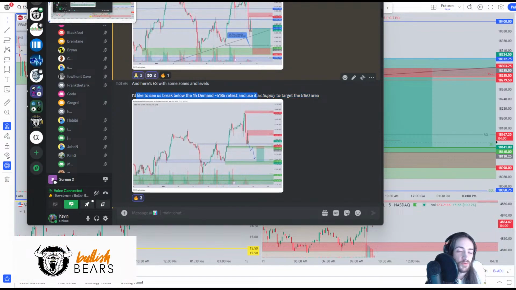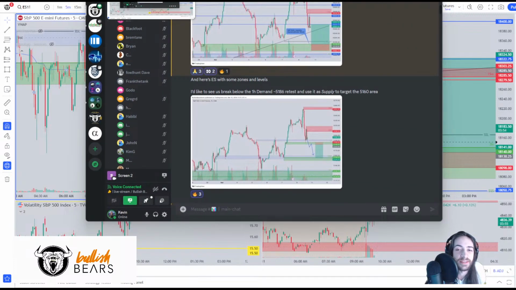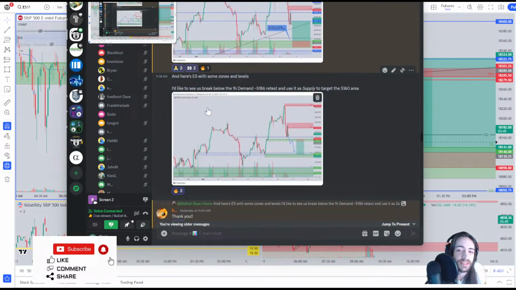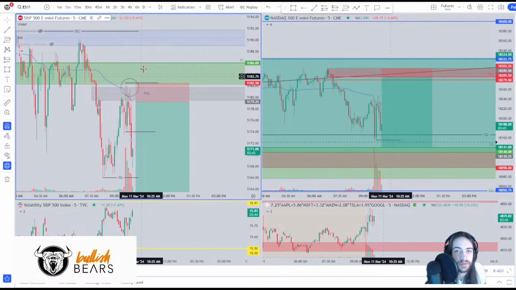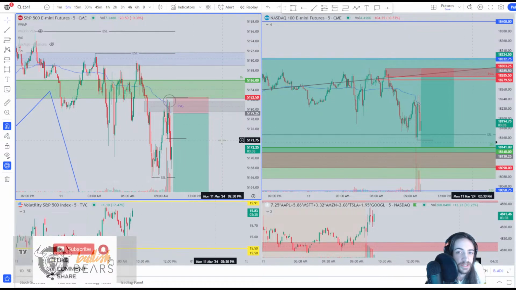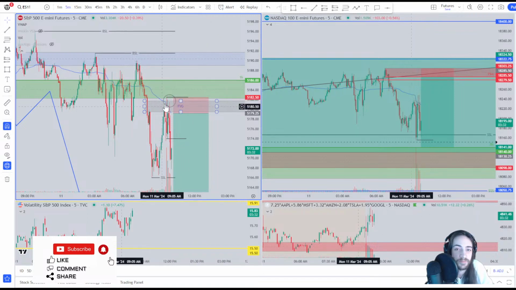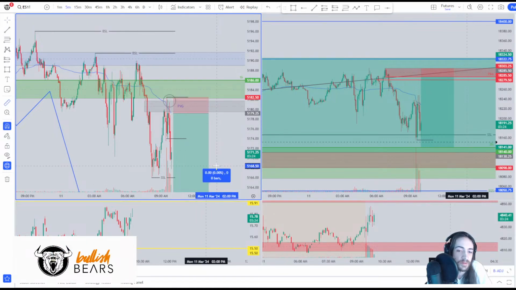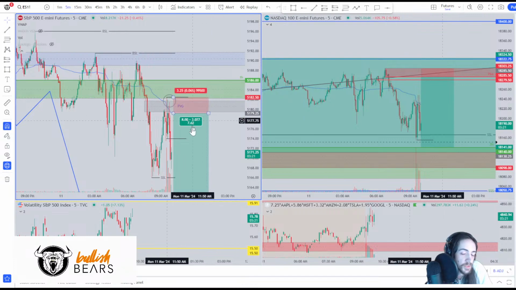I'd like to see us break below the 1 hour demand, 51.86, retest it and use it as supply to target the 51.60 area. Said that, let's see when that was. Yesterday at 11:30 a.m., yesterday in the morning. I said I want to see it break this 51.86 demand zone, come back, retest it as supply. We retested it as supply and sold off from there. So far, from that setup call out, if you took it, over 10 points at the moment.